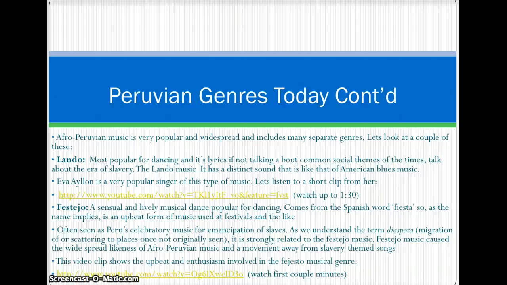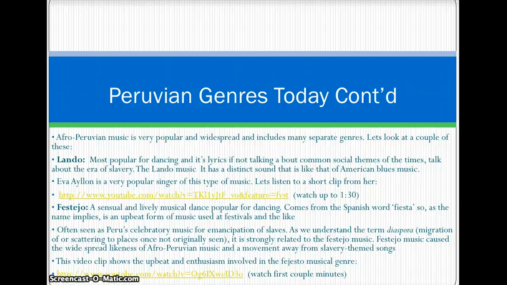As we understand the term diaspora, which we learned about earlier, which is a migration of or a scattering to places once not originally seen, it's strongly related to the festejo music. Festejo music caused the widespread likeness of Afro-Peruvian music and a movement away from slavery-themed songs. So diaspora caused a movement away from the slavery-themed songs, and it's also bringing in genres from Africa into Peruvian culture. So African genres obviously weren't once part of Peru, but they now are.